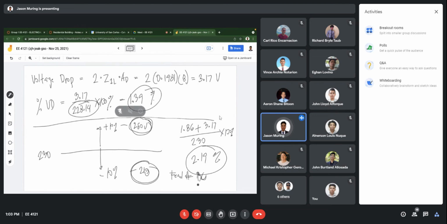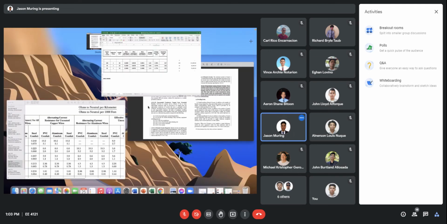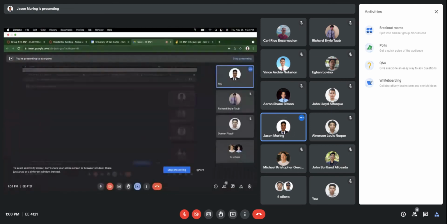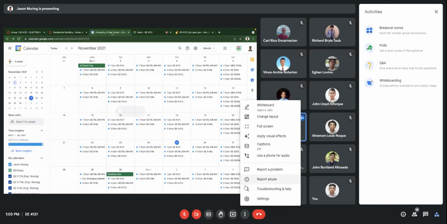Supposedly, our max value is 5% for this feeder plus branch circuit. But again, to be safe, they do not rely on this maximum value. They adjust the value so that the calculation is safe, so they just use 3%. So that is the calculation for voltage drop.